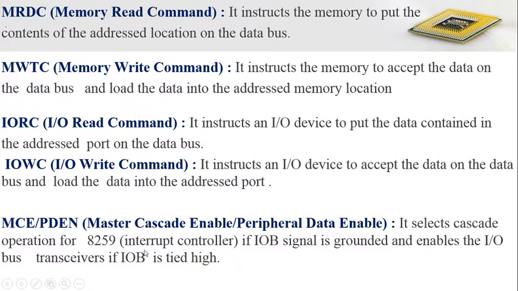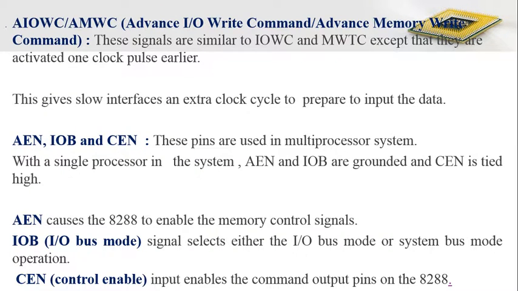So if the value of the IOB signal is low, then this particular command indicates a cascading operation of an interrupt controller, and if the IOB signal is high, then this command starts an IO bus transceiver operation. So all these are the control signals, and we have one more control signal provided by this 8288 bus controller unit, that is the AIOWC or AMWC signal, advanced IO write command or advanced memory write command.